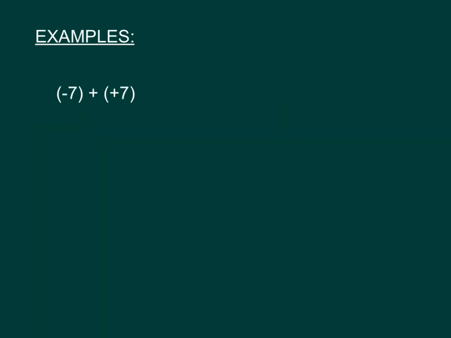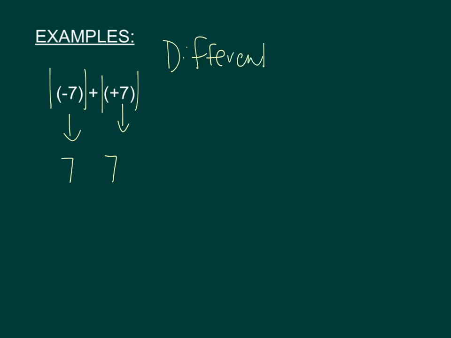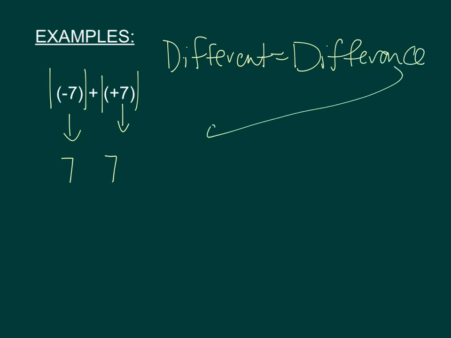And our final example would be, again, I take my absolute values. Absolute value of negative 7 is 7. The absolute value of positive 7 is also 7. My signs here are different. And my song says, if the signs are different, find the difference, which is what we're going to do. 7 minus 7 is 0, and with 0, I don't have to give it a sign. So there I am, I'm done. And that is how you add integers.